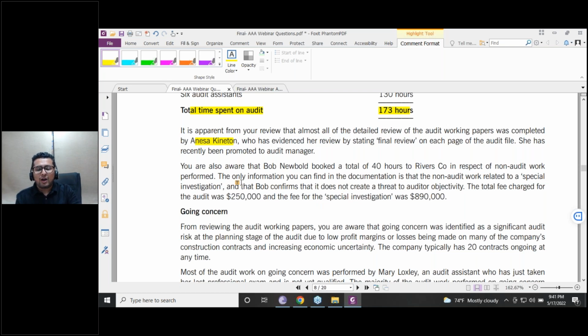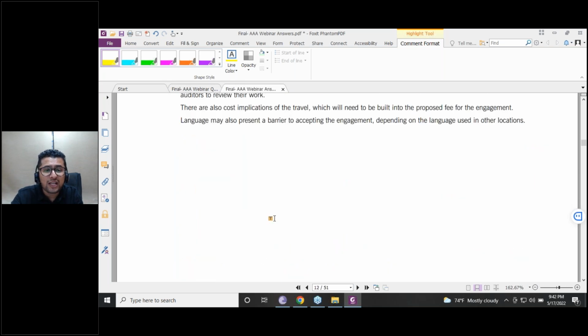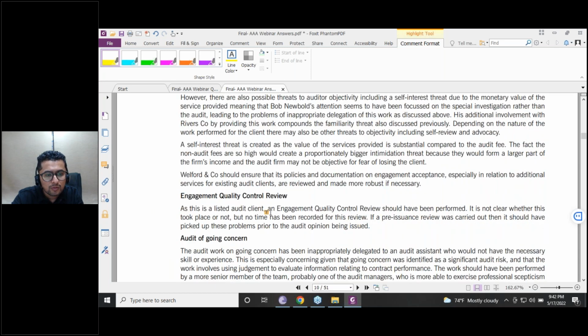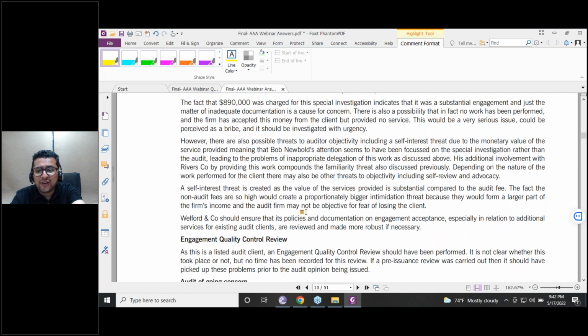So this audit file has no information on what that other or non-audit work was, and how they managed to counter those ethical issues, the threats to objectivity, which would have been created. So Bob, what's the issue? Bob is involved in 40 hours performing non-audit work. This creates a self-interest threat, because the audit firm might be deriving too much financial revenue from that particular client from the non-audit work.